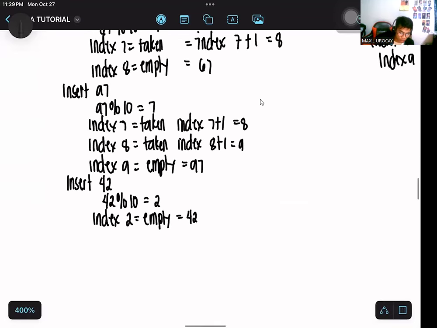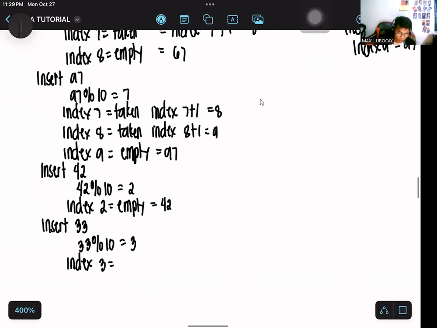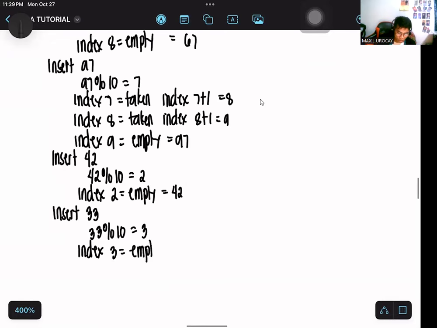Let's go with 33. Insert number 33. So for 33, modulo of 10 equals 33 divided by 10 equals 3. 3 times 10 equals 30. 33 minus 30 equals 3. So therefore, the remainder is 3. Checking index number 3. In your index number 3 right now, that is empty. So therefore, you will just have to allocate 33 right there.